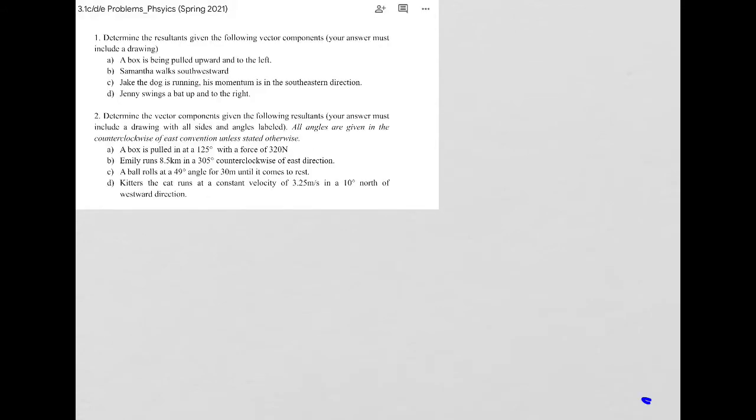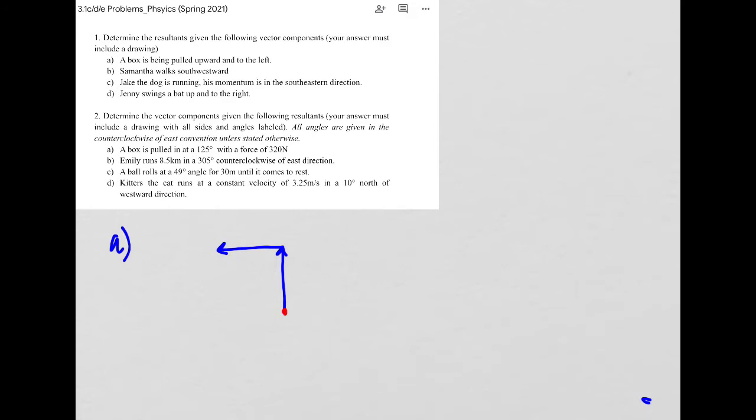Okay, so we're going to be starting with the Tuesday, 20th of April assignment, which was 3.1 C, D, and E. Alrighty, so here are the 3.1 C, D, and E problems. Number 1 says to determine the resultant given the following vector components. So the first one, A, says that a box is being pulled upward and to the left, and your responsibility is to figure out the resultant.